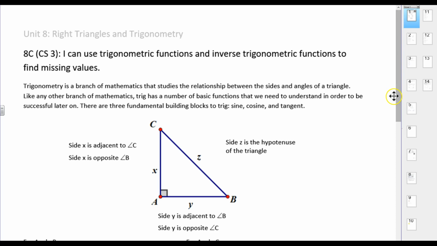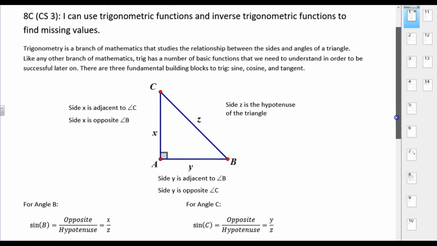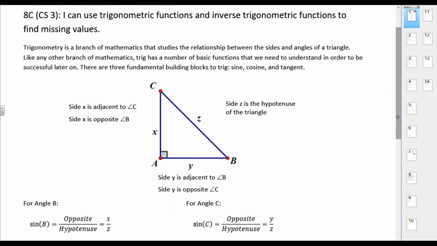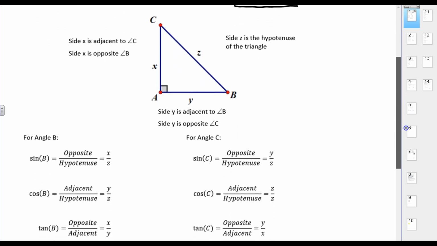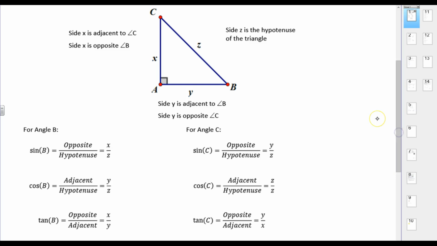I can use trigonometric functions and inverse trigonometric functions to find missing values. So this is your first foray really into trigonometry properly as a study of math. And what it is, it's the study of the relationship between sides and angles in a triangle. There are a handful of basic functions that we need to understand in order to be successful later, and these three functions are sine, cosine, and tangent. And they rely on the relation of the sides to the angles in a right triangle.